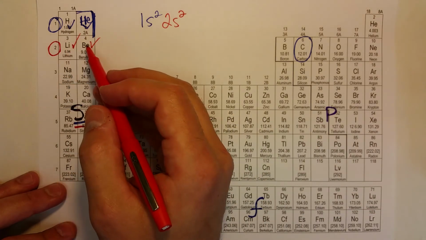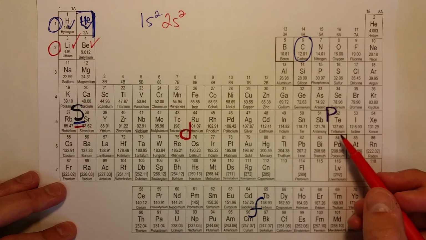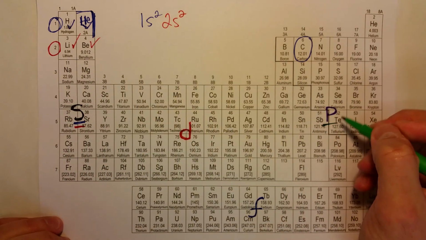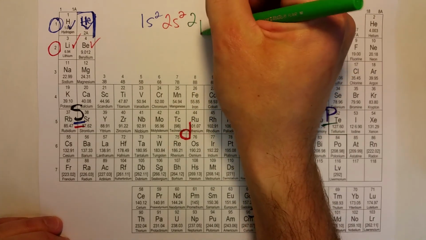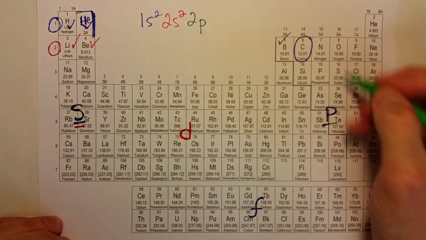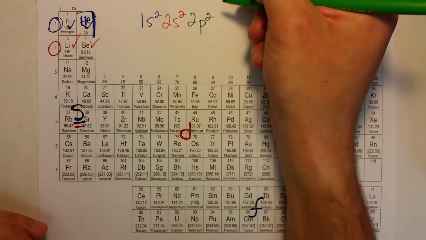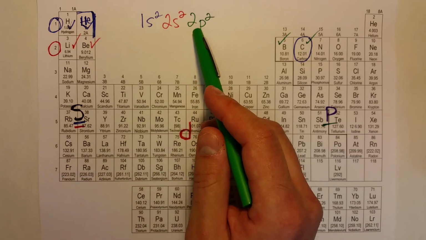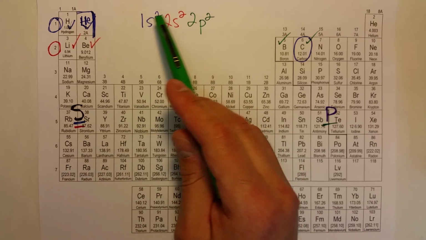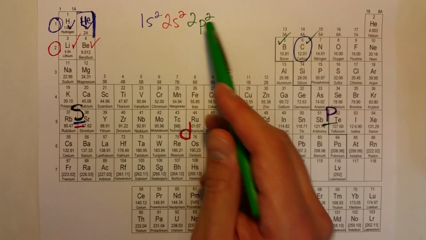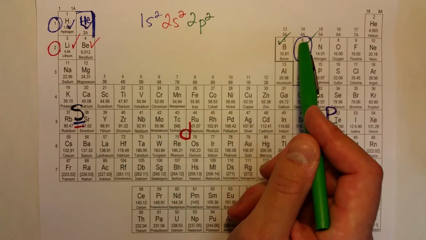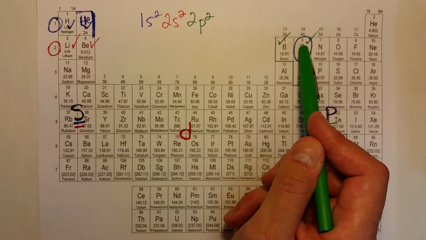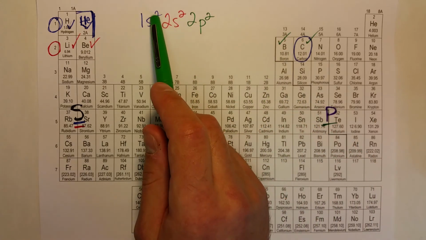So 2s1, 2s2, now I have to come over here to the p block. I'm still in n equals 2, so this is 2p1, 2p2, and I've hit carbon. So that's carbon's electron configuration: 1s2, 2s2, 2p2. One way you can double check this is that the number of electrons should add up to its atomic number if it's a neutral atom, because the atomic number is the number of protons. If it's neutral, that's its number of electrons. So a carbon atom should have 6 electrons, and it does: 2, 4, 6.